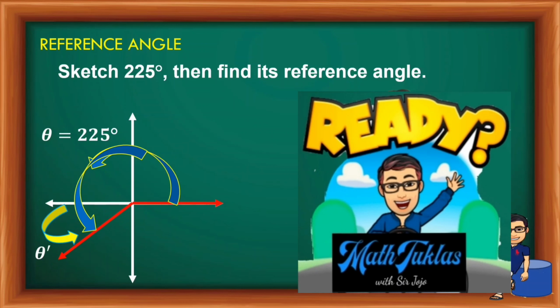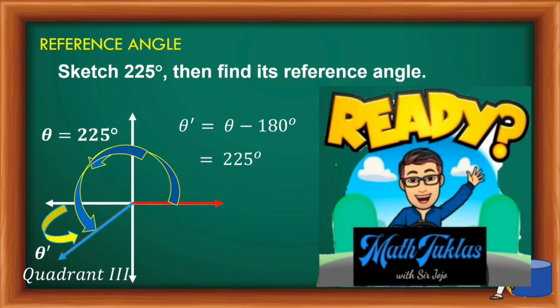So sa third quadrant ang ating terminal side. So dahil nasa third quadrant ang terminal side, ito ngayon yung formula natin gagamitin. So reference angle is equal to theta minus 180 degrees. So ang theta natin ay 225 degrees, i-substitute natin, minus 180 degrees. So pag na-minus yan, ang sagot natin ay 45 degrees. Therefore, the reference angle of 225 degrees is 45 degrees.